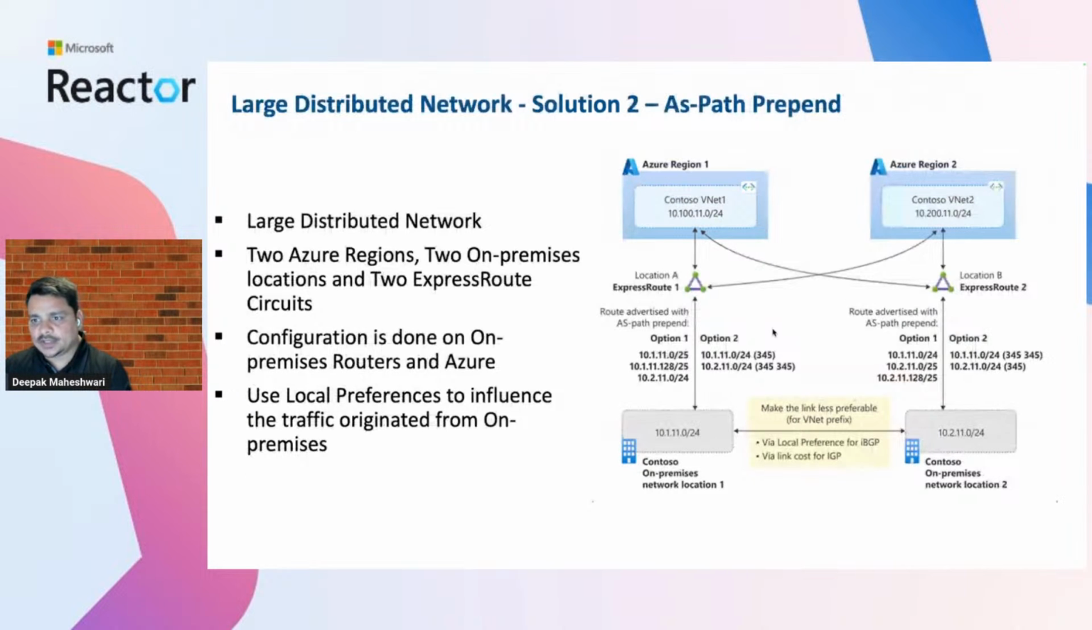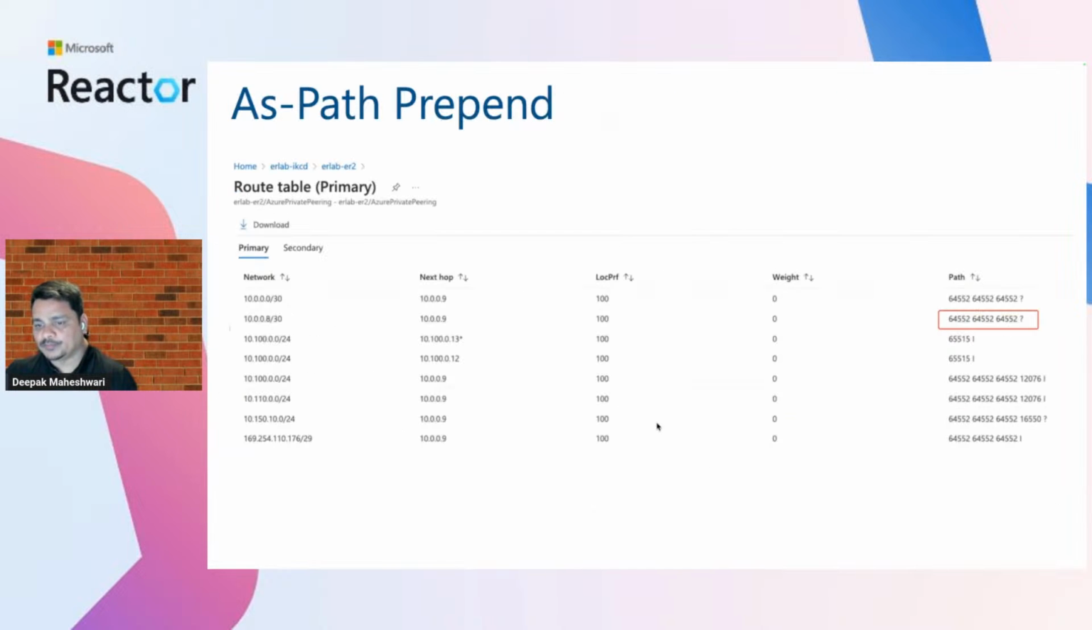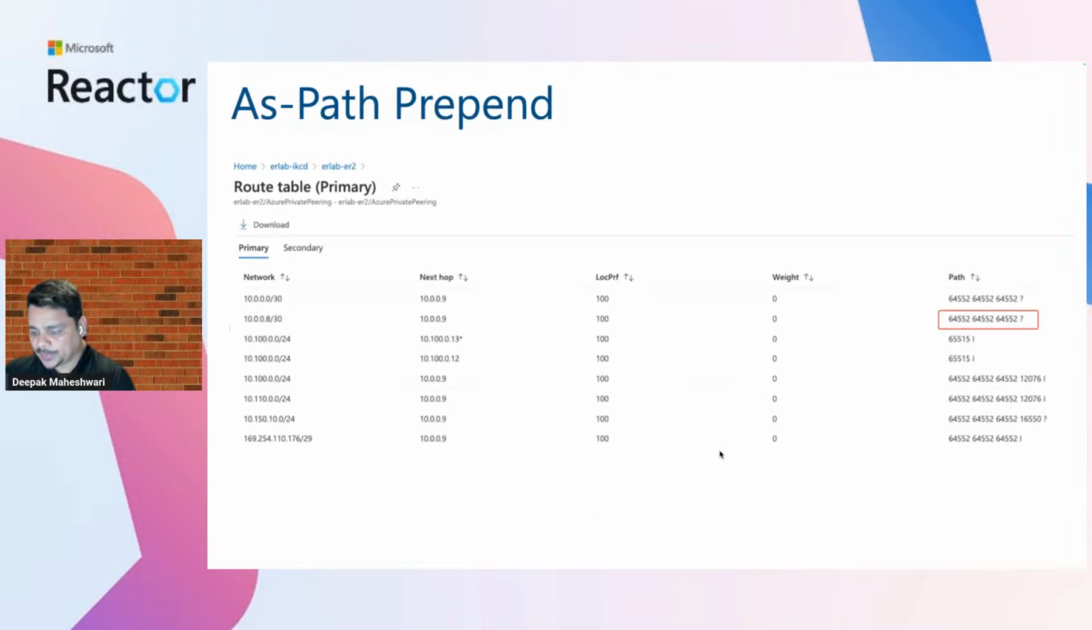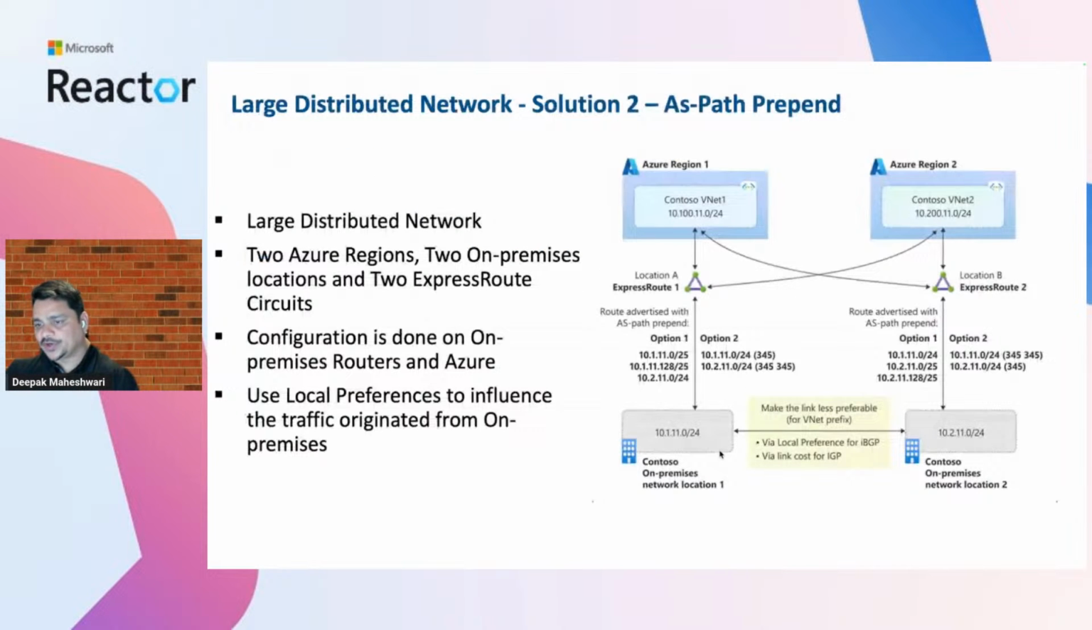Now, the second solution is AS path prepend. You can see it shows option 1 and then option 2. Option 2 is the AS path prepend. In the same way, I can advertise the same route, but I can add the prepend, right? So I have got 10.1.11.0. That's my route from this router, and I've got 10.2.11.0. That's my secondary location. What I'm doing here is advertising both the routes.